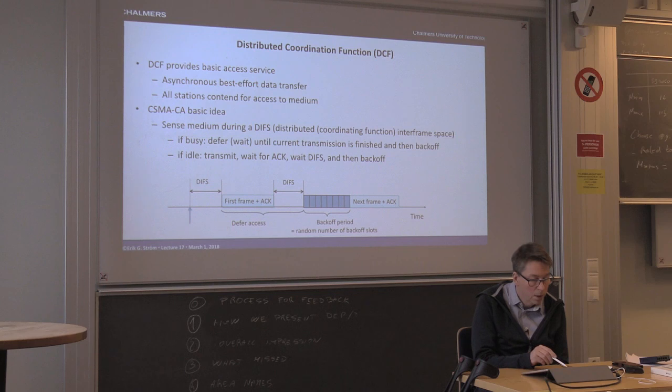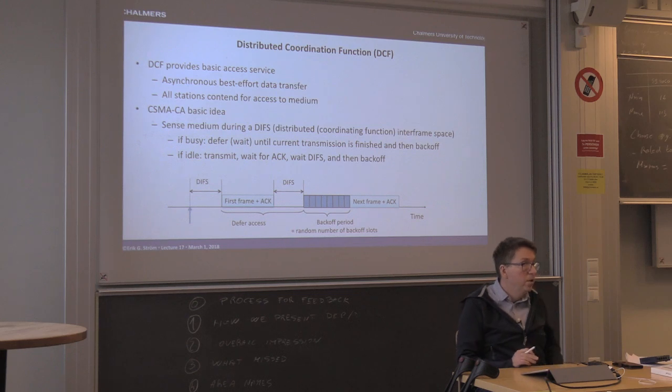This waiting, until the exchange of the frame and the acknowledgement and the DIFS has expired, is called deferred access. So no transmissions can occur here except the one which is ongoing. And then the backoff here is randomized between the different nodes, and the one that has the shortest backoff time wins access to the channel and then can transmit the next frame.